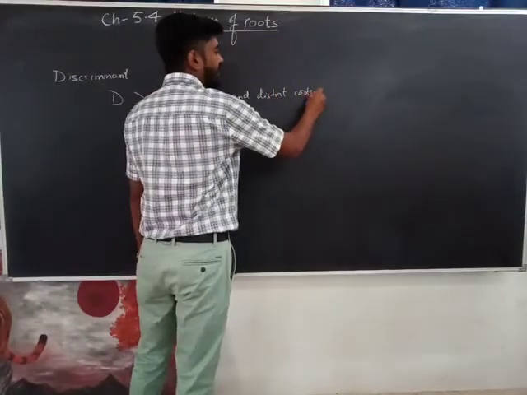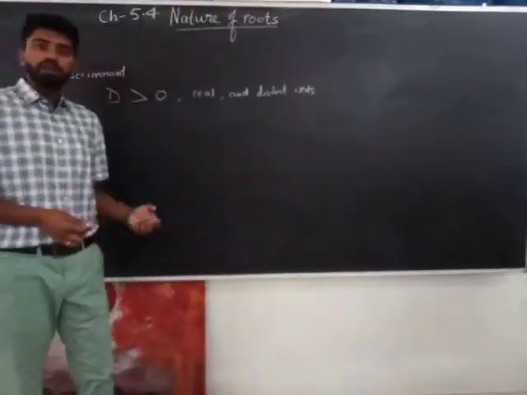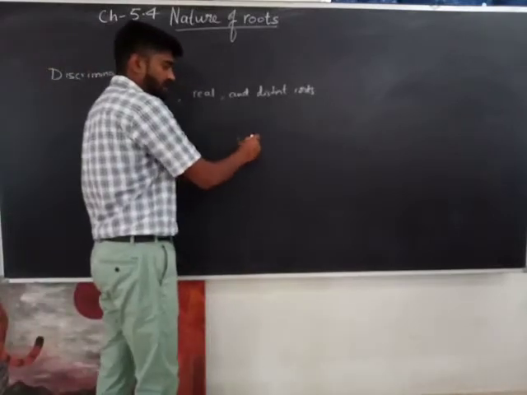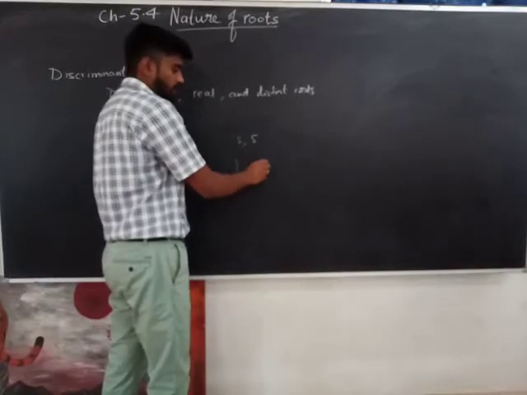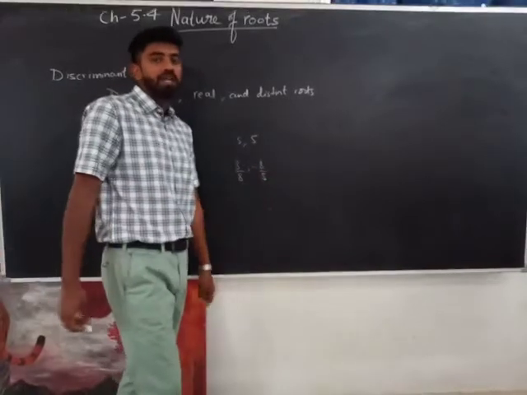roots. Real and distinct roots means, as you all know, one answer can be 3 and the other answer can be 5. If one answer is 3 upon 8, the other answer can be minus 8 upon 5. Anything, they can be different numbers.